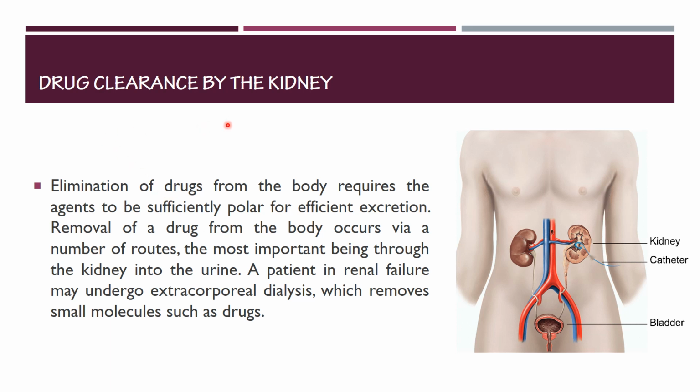Drug clearance by the kidney. Elimination of drugs from the body requires the agents to be sufficiently polar for efficient excretion. Removal of a drug from the body occurs via a number of routes, the most important being through the kidney into the urine. A patient in renal failure may undergo extracorporeal dialysis, which removes small molecules such as drugs.